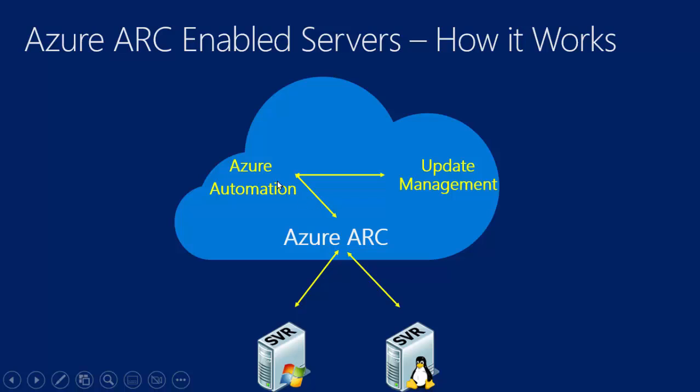So one of the components in Azure is Azure Automation. Azure Automation is linked to update management right here. And so by communicating with all of these Azure services and being able to use Azure Arc as the connection to deliver those services out to our non-Azure servers, that's how the whole process works. Again, very simplistic diagram, but hopefully that joins it together for you in your mind.